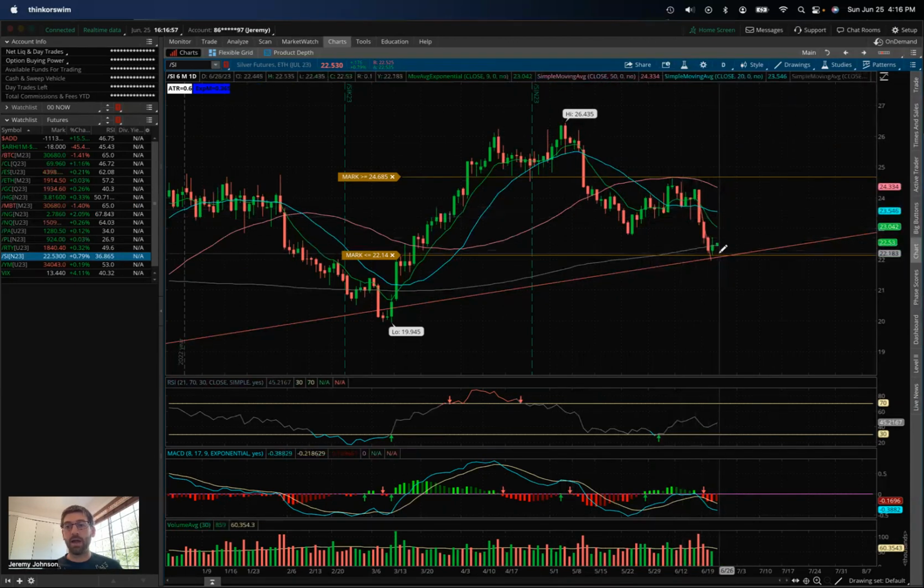So anything that you play, be quick to take profits on. If I do play this, it'd be either a day trade or one or two days, just waiting to play a bounce back into about 23. So that wraps it up, guys. I will leave it there.